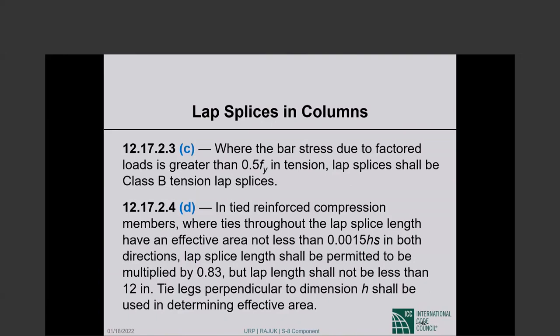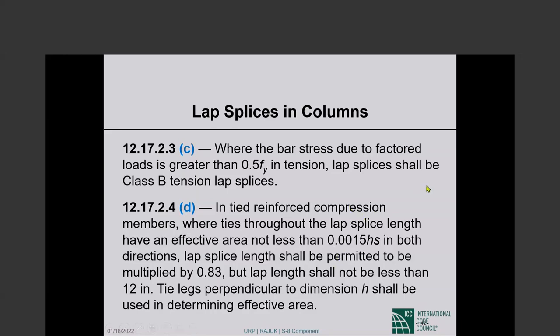compression members with ties, where ties throughout the lap splice length have an effective area not less than 0.0015 h s in both directions, lap splice length shall be permitted to be multiplied by 0.83, but lap length shall not be less than 12 inches. I should have changed that. The tie legs perpendicular to dimension h shall be used, etc. So this I will illustrate in the example.